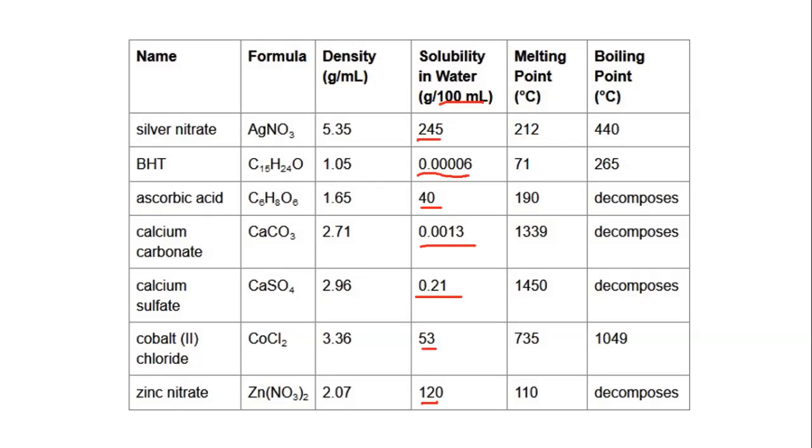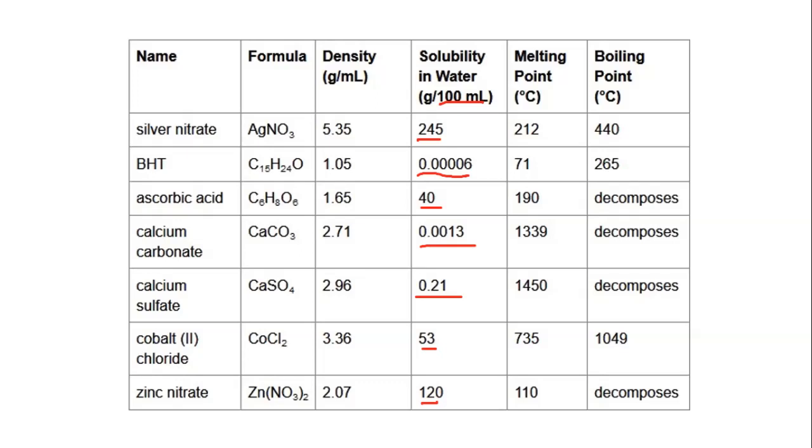Now, if you go above 40, let's say you try to dissolve 50 grams of ascorbic acid in 100 milliliters of water, it'll start to crash out because now you've exceeded the solubility. If I was to take 300 grams of silver nitrate and try to dissolve it in 100 milliliters of water, it would crash out because you've exceeded the amount of silver nitrate that you can put into 100 milliliters of water.